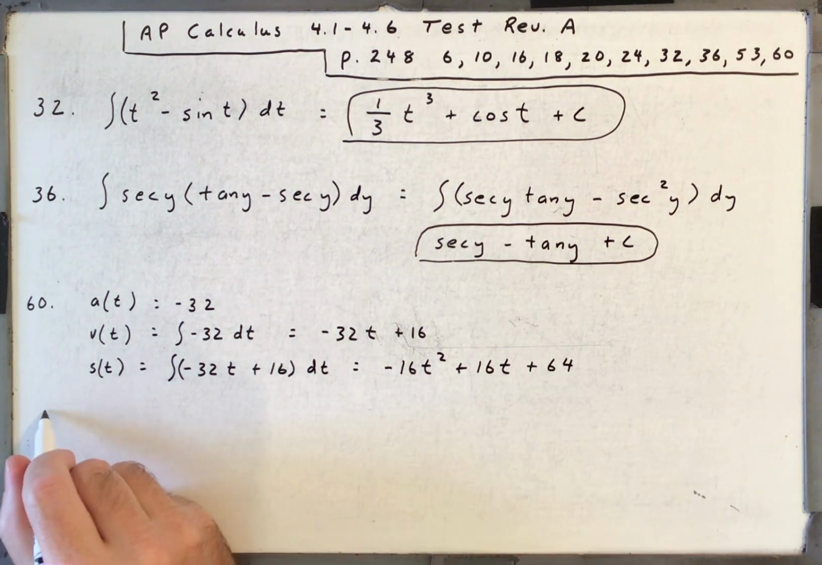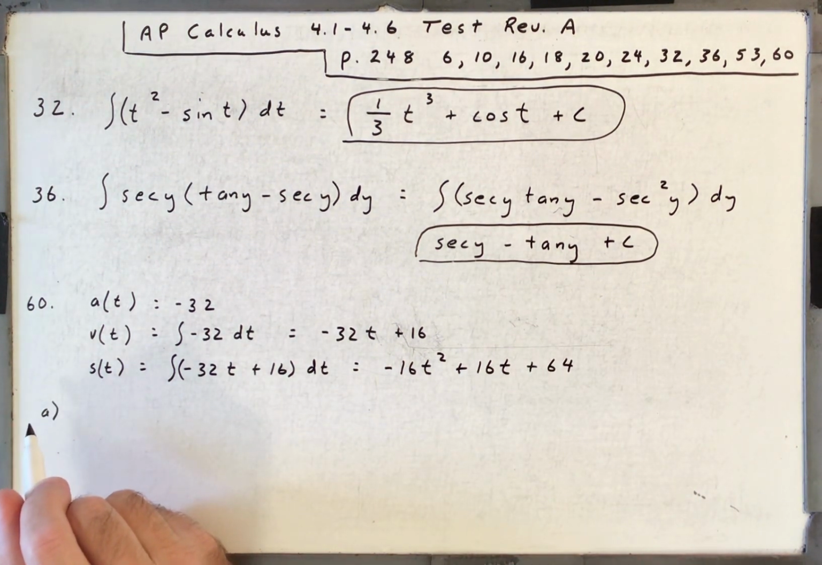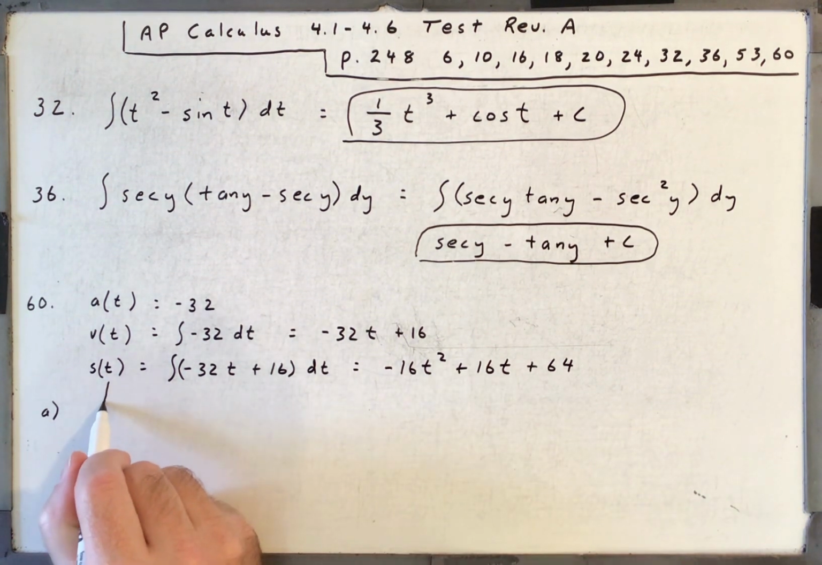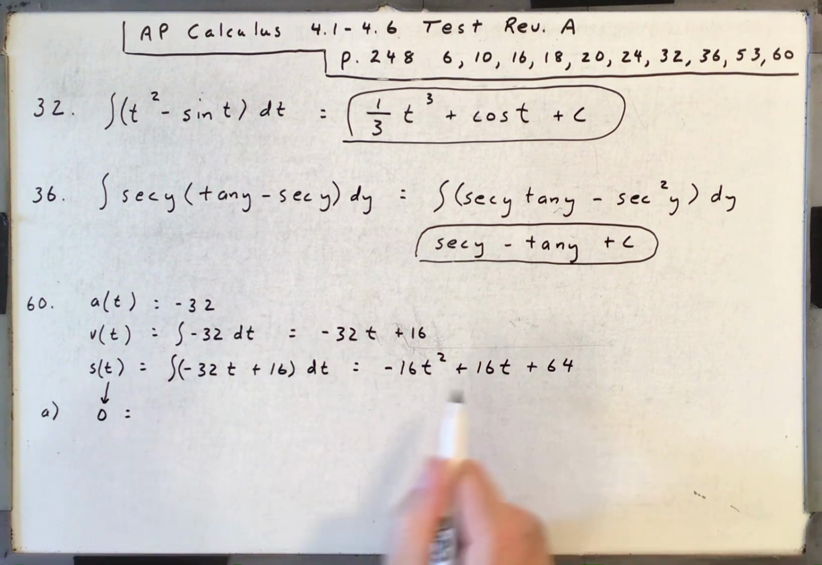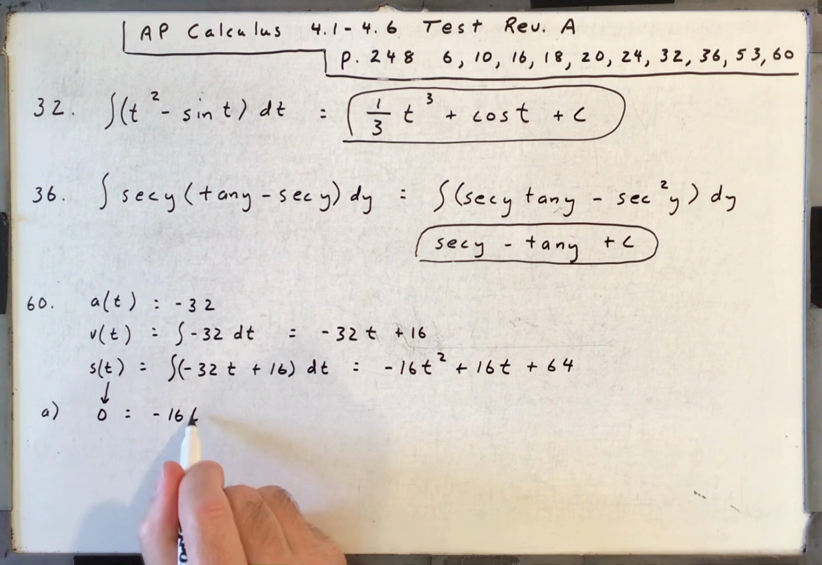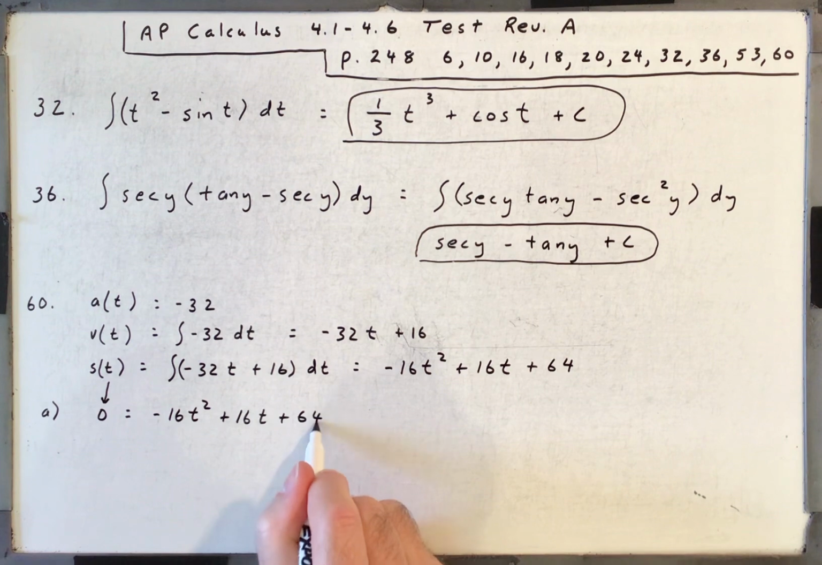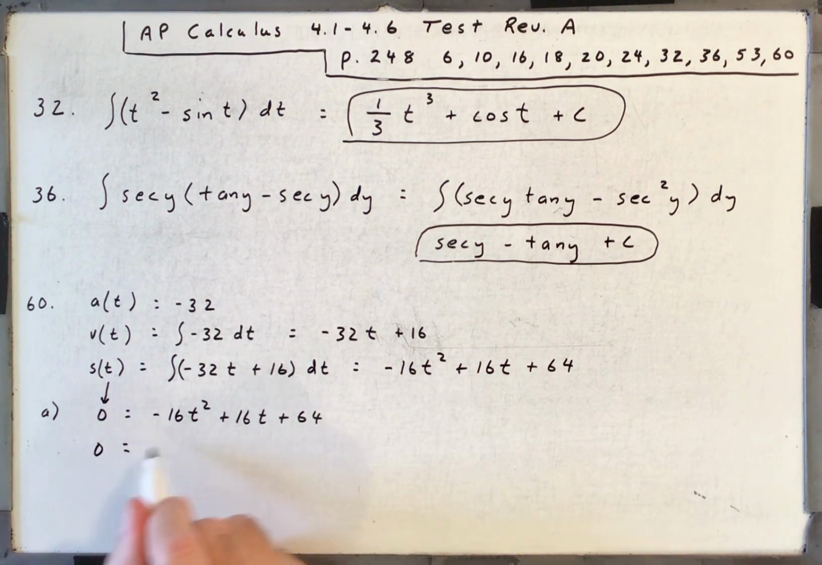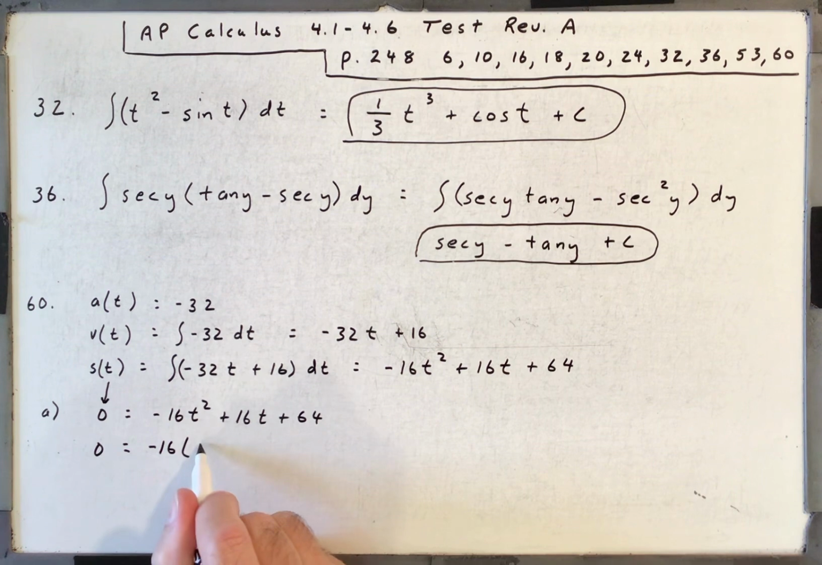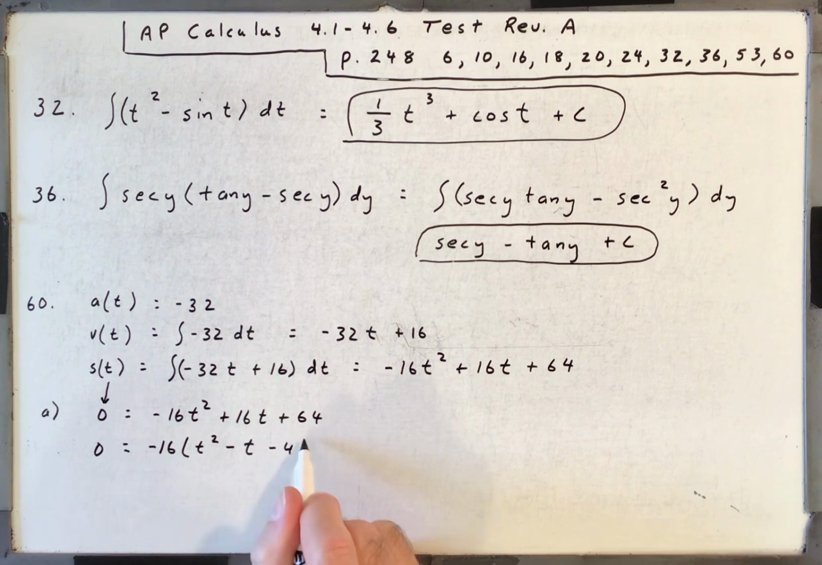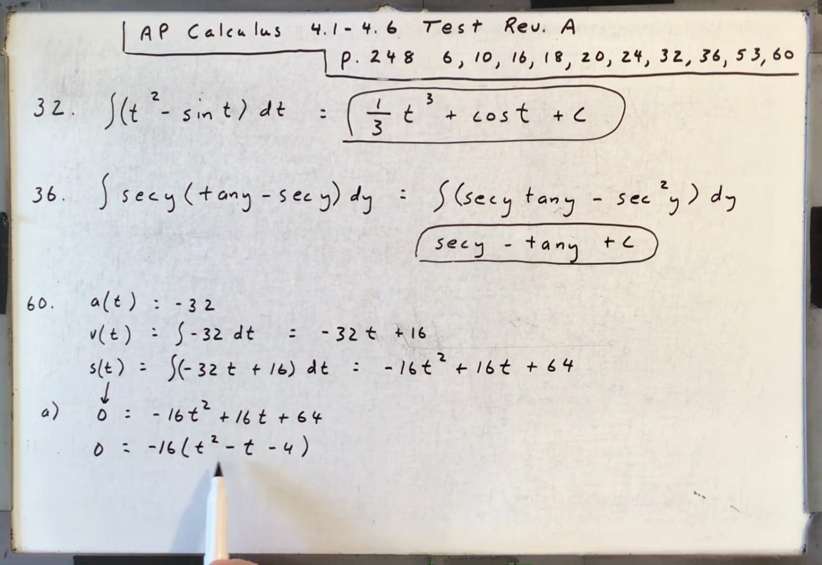So part A says, how many seconds does it take to hit the ground? Well, if ground level is 0, we're just going to set 0 equal to minus 16t squared plus 16t plus 64. Now let's see if we can factor this. If I factor out a negative 16, I would have t squared minus t minus 4. But looking at that, I don't think that I can factor that. It's either 4 and 1 or 2 and 2, and I can't get a negative 1 in the middle.